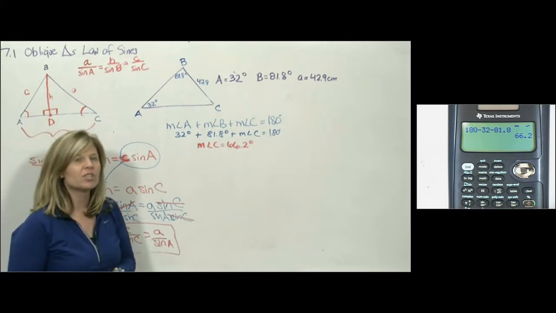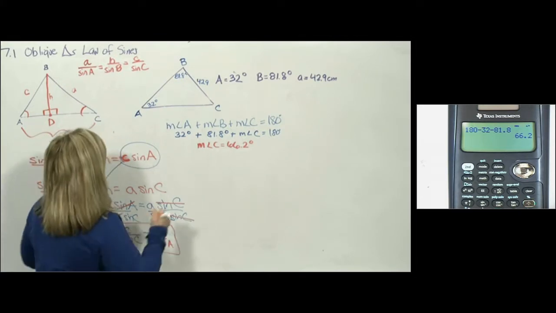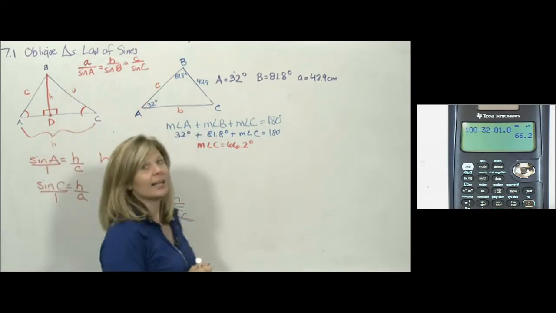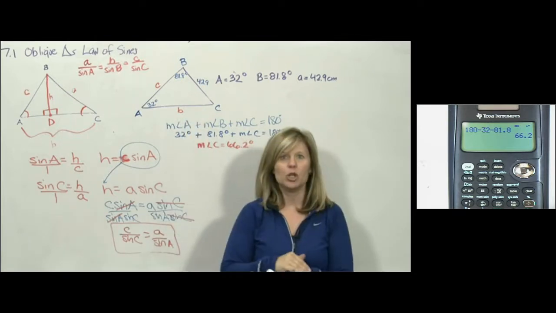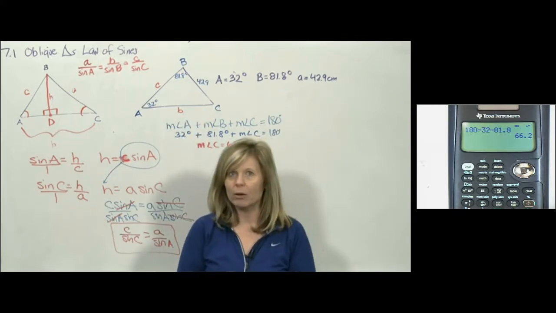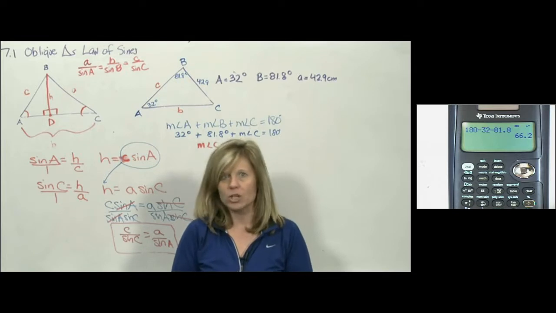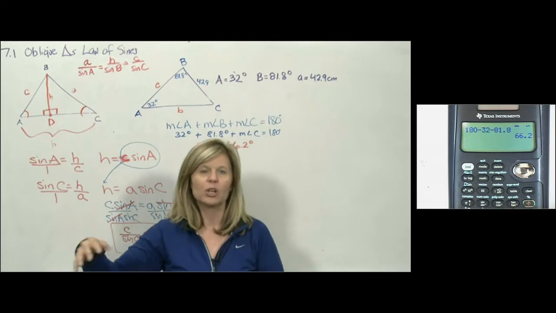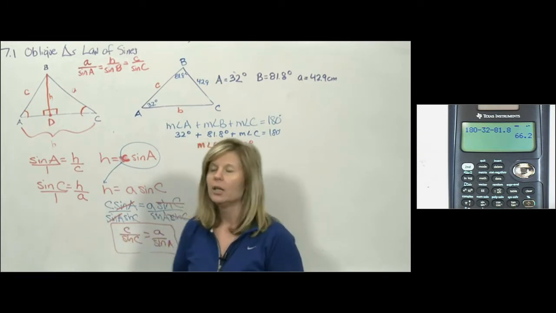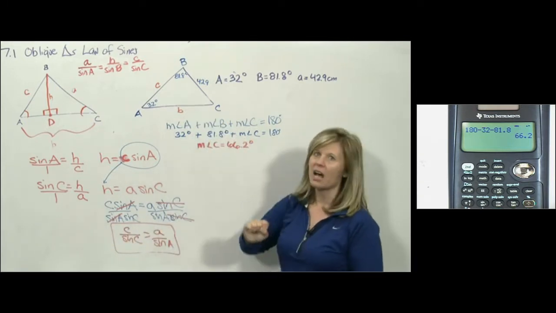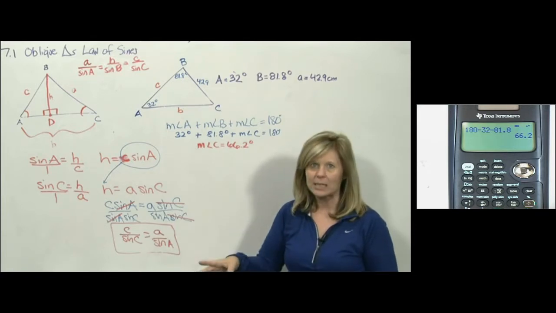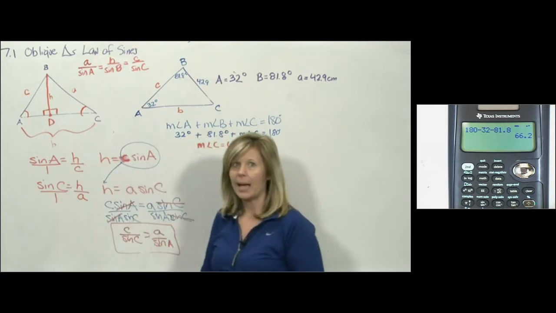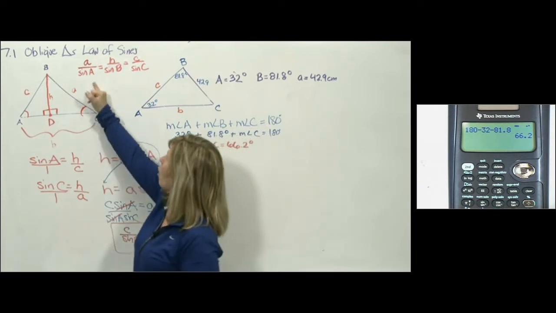So the next thing we have to do is find the sides. We are missing side B, and we are missing side C. Again, is this a right triangle? No. So we cannot use Pythagorean theorem, and we cannot use SOHCAHTOA. SOHCAHTOA is the definitions of sine, cosine, and tangent related to a right triangle. So the only way to find a missing side of a triangle that's not right is to use law of sines.